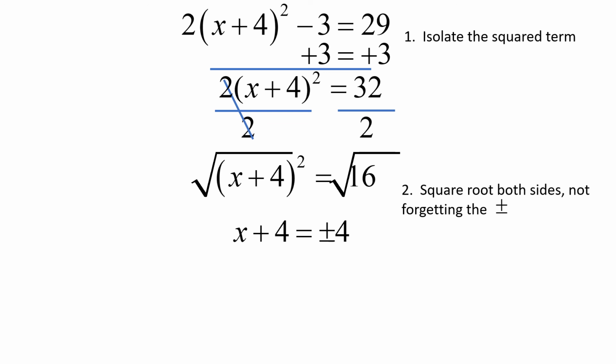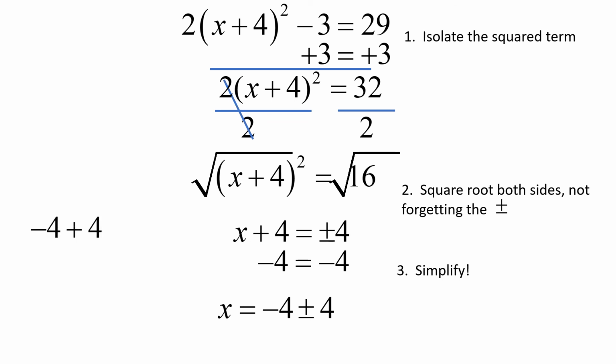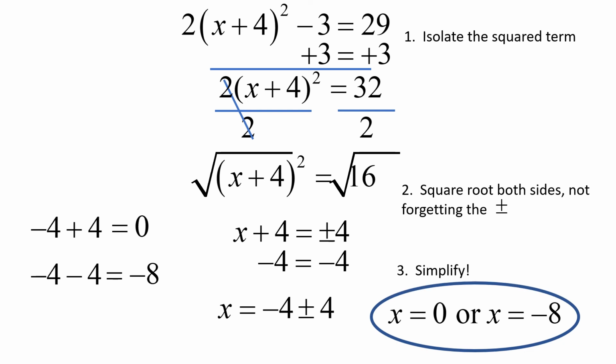I have x plus 4 equals plus or minus 4, because the square root of 16 is 4. And now I'm going to simplify by subtracting 4 on both sides. Now my answer is x equals minus 4 plus or minus 4. But I can evaluate that because I have minus 4 plus 4, or I have minus 4 minus 4. Well, minus 4 plus 4 is simply 0, and minus 4 minus 4 is negative 8. So my final answer is x equals 0 or x equals negative 8.